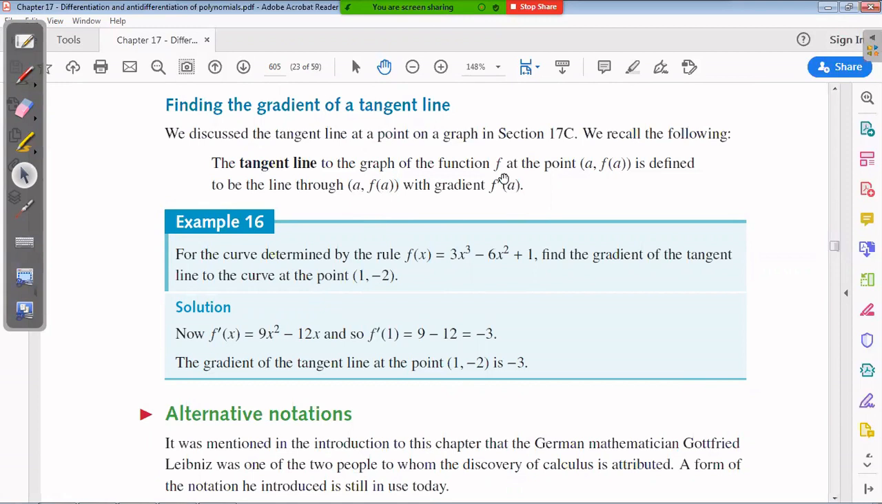It means that for the gradient we just take the derivative of the function at the given values. So now in the example we are given a function f of x equal to this. Find the gradient of the tangent to the curve at the point 1. Now we are given one of the points. So first of all we have to take the derivative f dash x equal to, see again the same rule. We just have to write the power first.